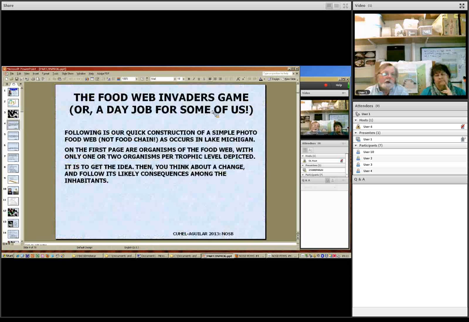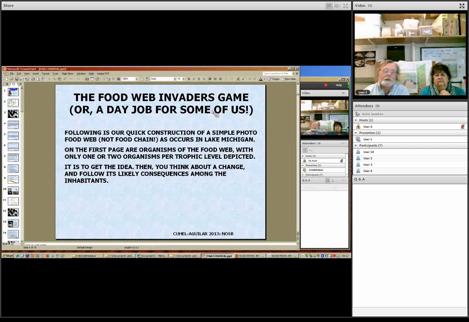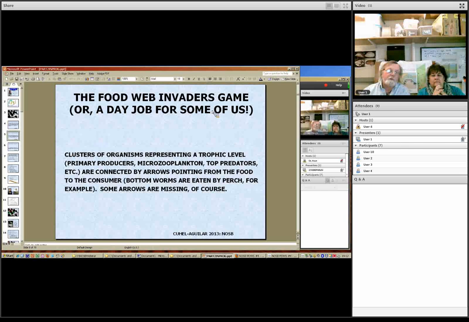So this is our day job, but for some people it's a game. It's a quick construction of a simple food web as occurs in Lake Michigan. What we just looked at are organisms of the food web, just to get an idea. Then you think about some change that might happen and you follow its consequences among the inhabitants. There are clusters of organisms that I pointed out, each representing a trophic level: producers, microzooplankton, consumers, top predators, and so on. They're connected by arrows running from the food to the consumer.